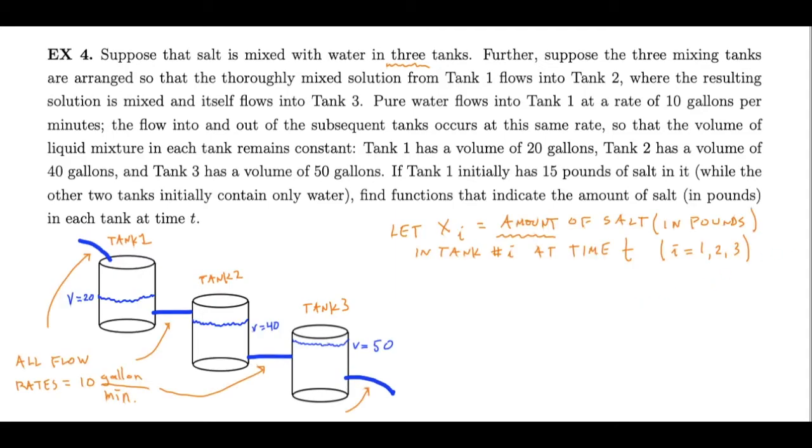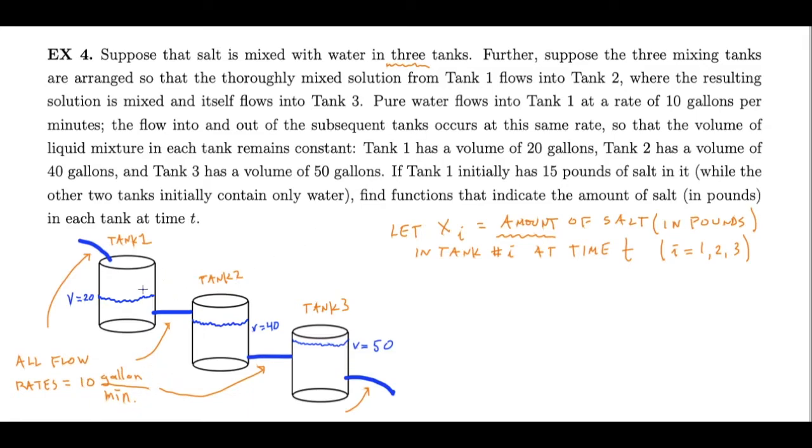I've started by adding a few more details to my picture. Let me just explain. First of all, we're told that the flow rate of pure water is exactly 10 gallons per minute into tank 1. And then the rate of flow of liquid between each of the tanks and then eventually out of tank 3 all have that same value of 10 gallons per minute. So I've labeled that on my picture.